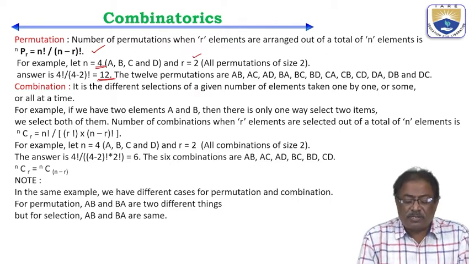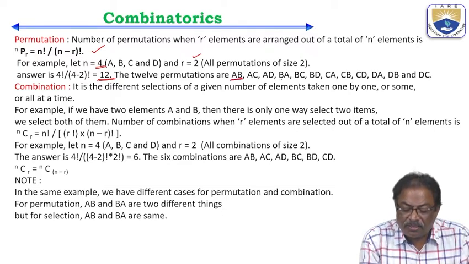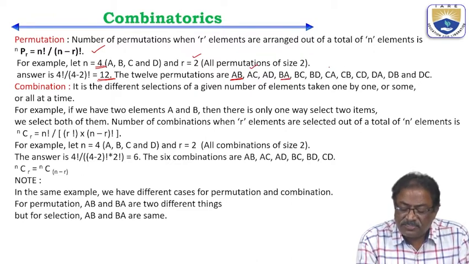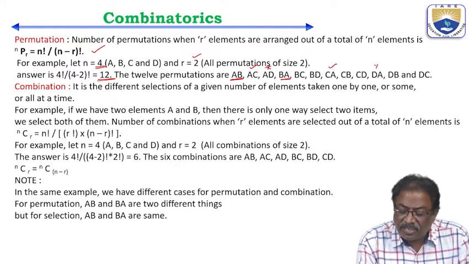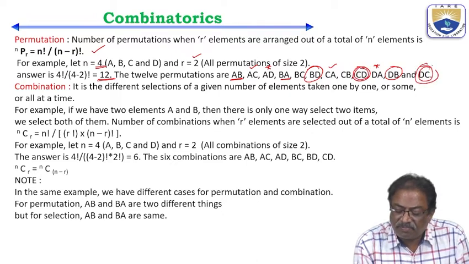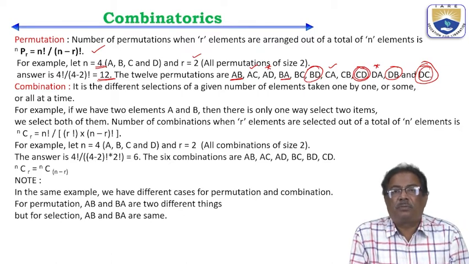What are those 12 permutations? I am going to write. Observe this. AB, BA. Next, AC, CA. And AD, DA. And CB, BC, this is BD and DB. And next, CD and next DC. So these are the total 12 permutations I am going to get.